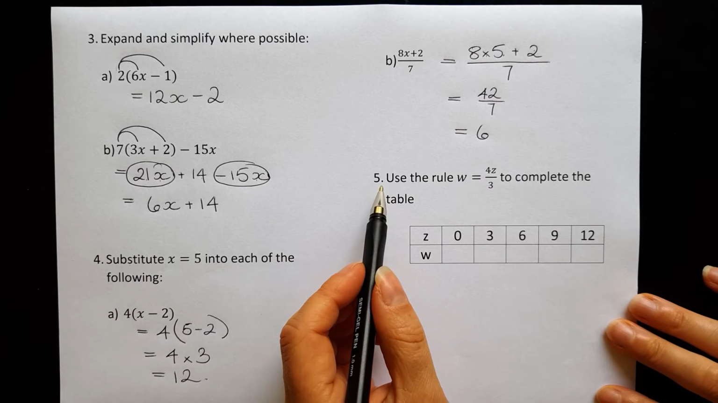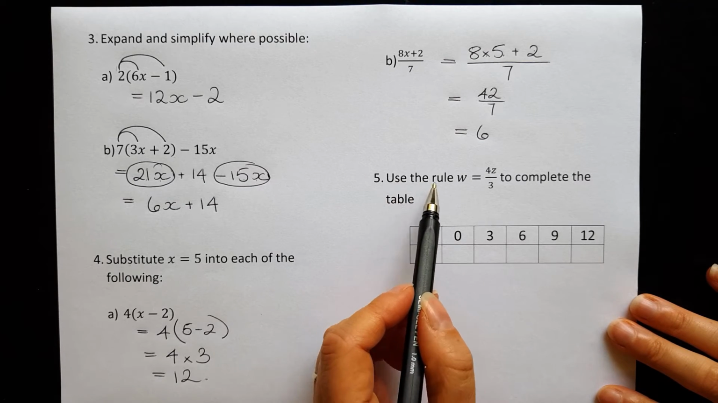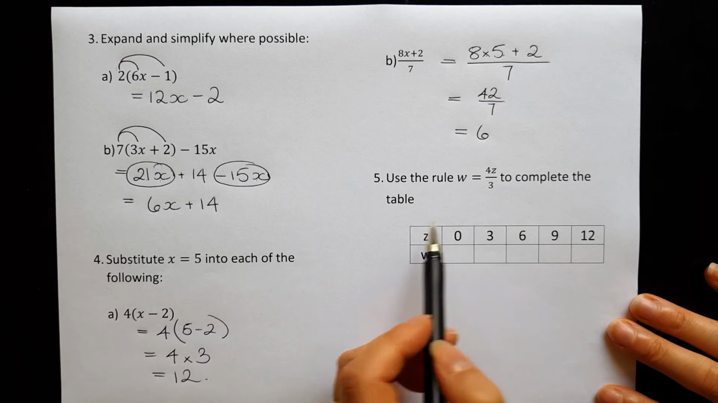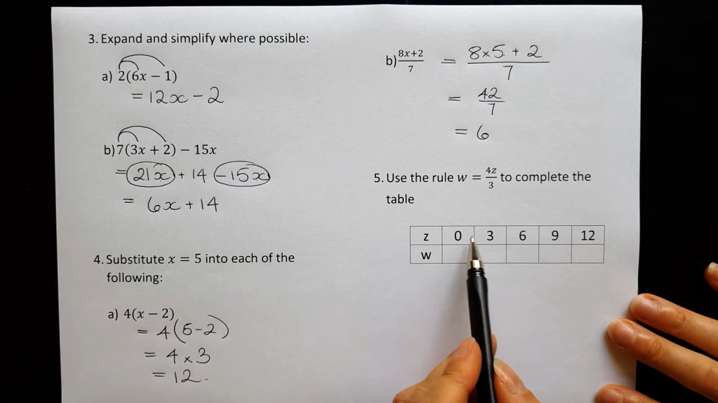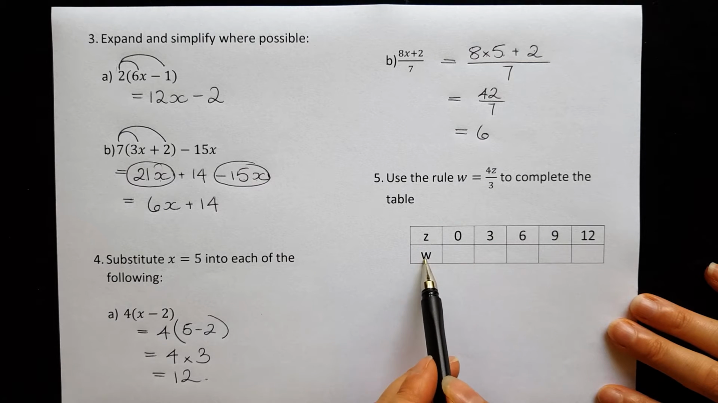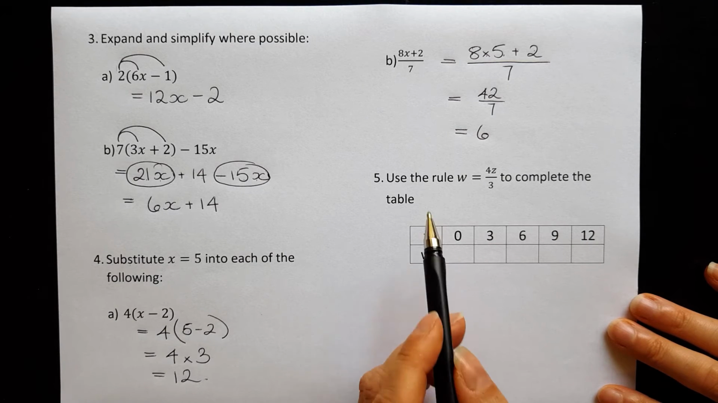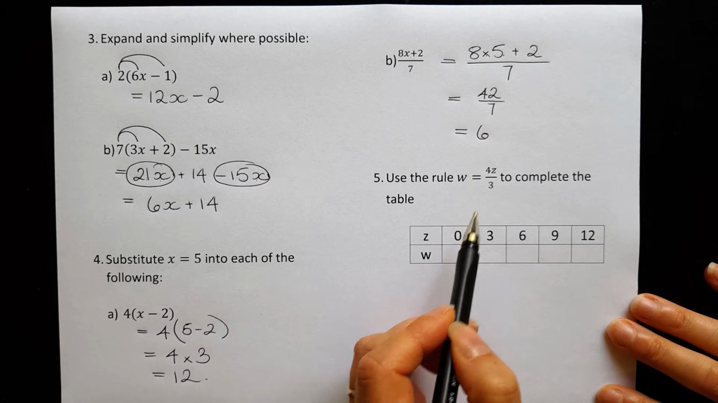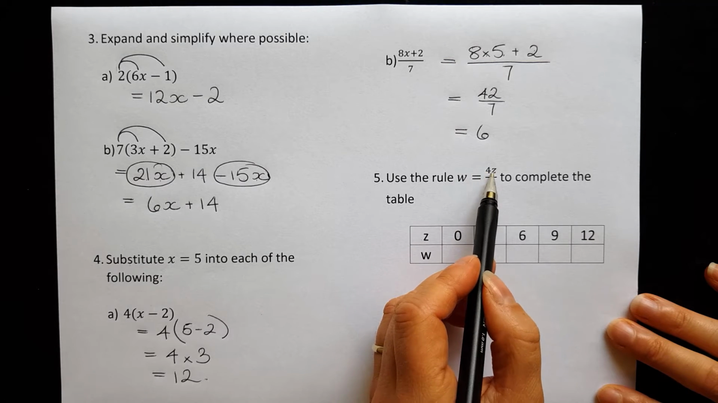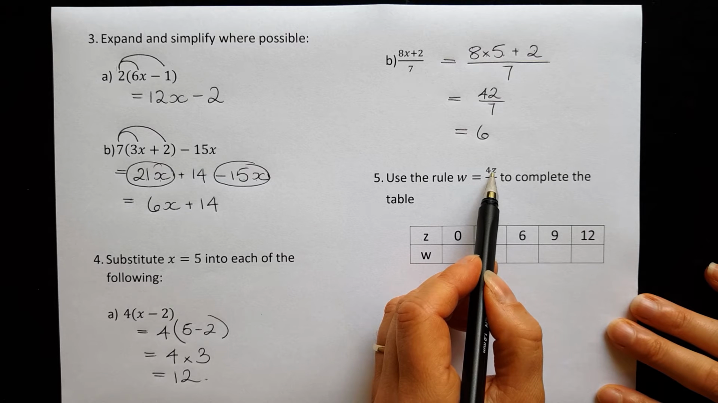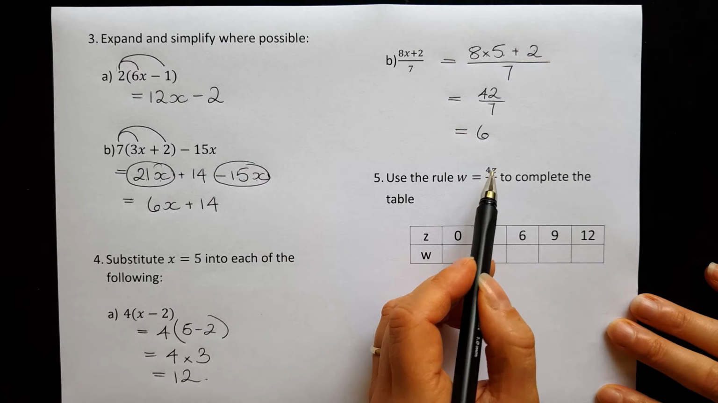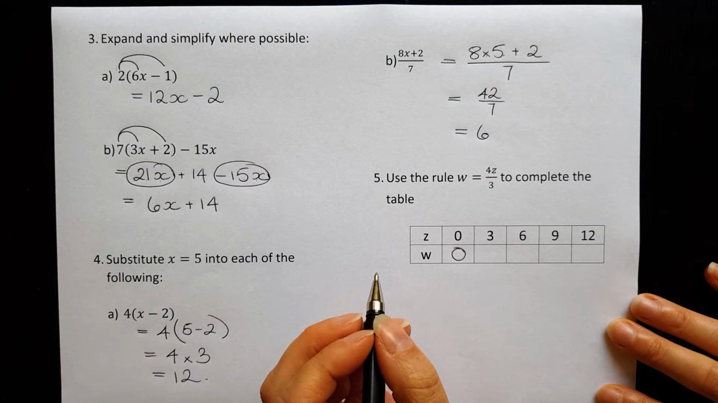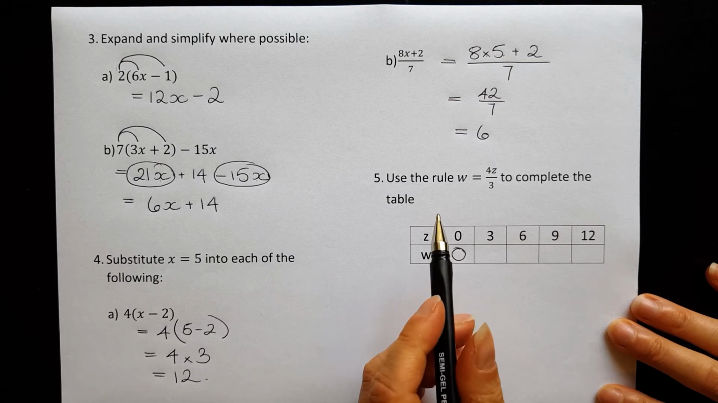My last question for the day is to use the rule W is equal to 4z over 3 to complete the table. So we have values for z across here and we want to find out what W is equal to. So one value at a time. Let's start with the 0. If z is equal to 0, I have 4 times 0, which is 0. 0 divided by 3 is still 0. You can't get anything by dividing that into pieces.